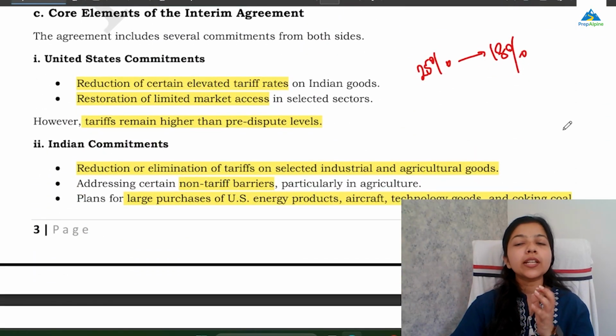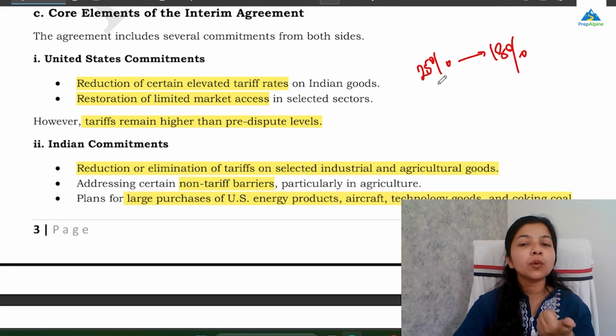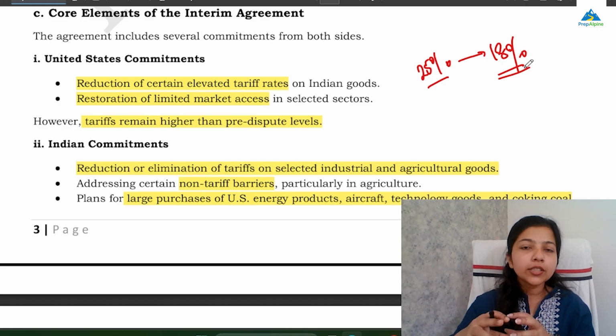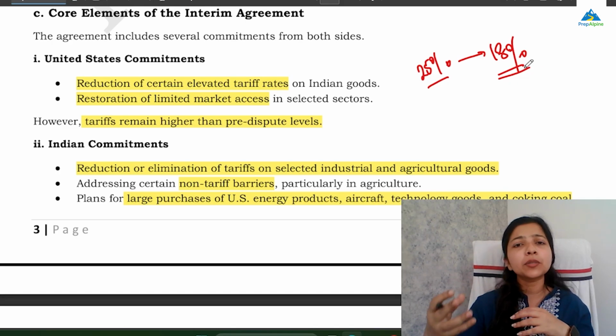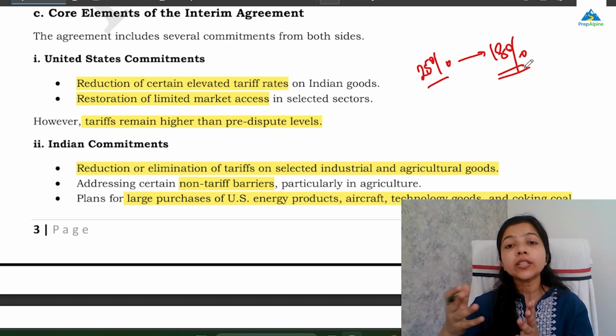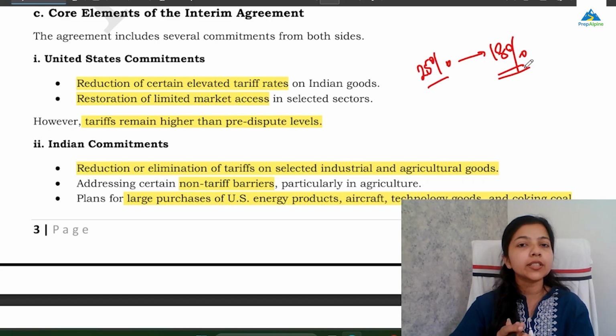If we talk about the core elements, the tariffs have been reduced from 25% to 18%, yet this is much higher than the pre-tariff levels or the pre-dispute levels. Apart from this, the US has also agreed to restore limited market access in selected sectors. India has committed to reduce or eliminate tariffs on selected agricultural and industrial goods. India has agreed to address non-tariff barriers, particularly in agriculture, like health standards and sanitary measures, which have been decided to be addressed.